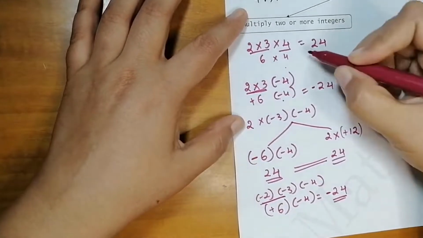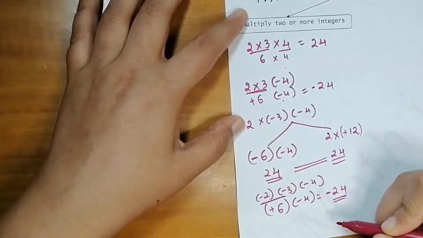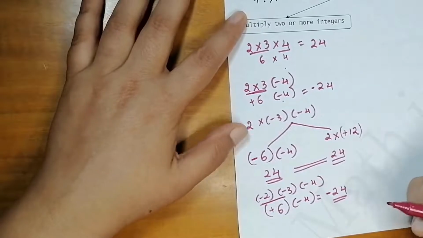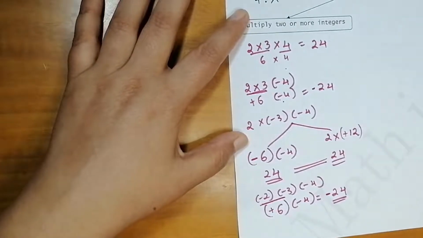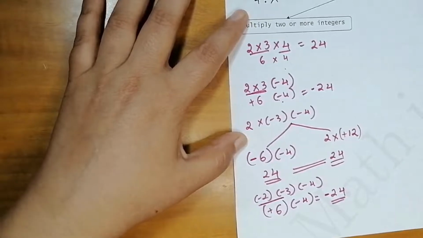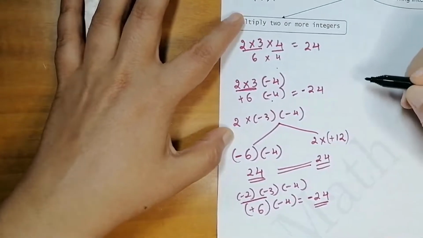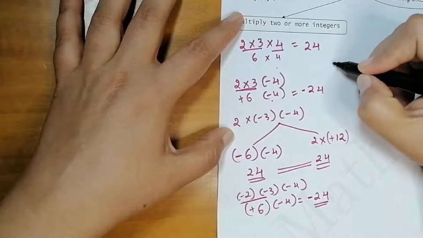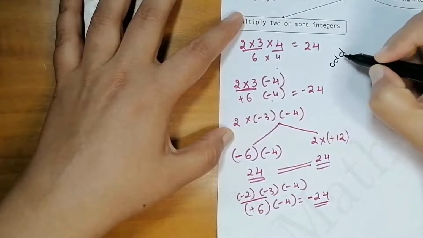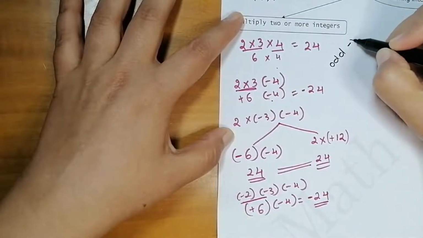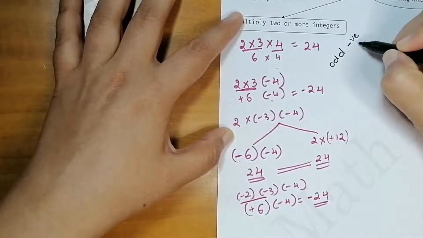Now if you have observed this carefully, you might have made some sense out of this, or some conclusion over here. So let's see what that conclusion is. The conclusion says that when you have a negative sign an odd number of times.